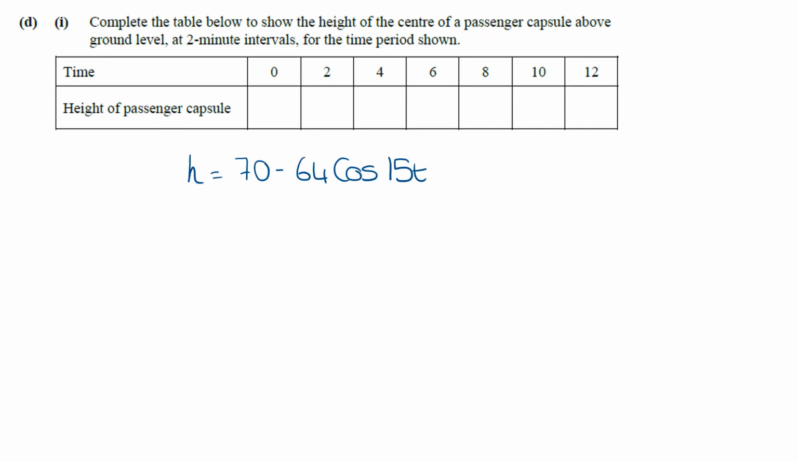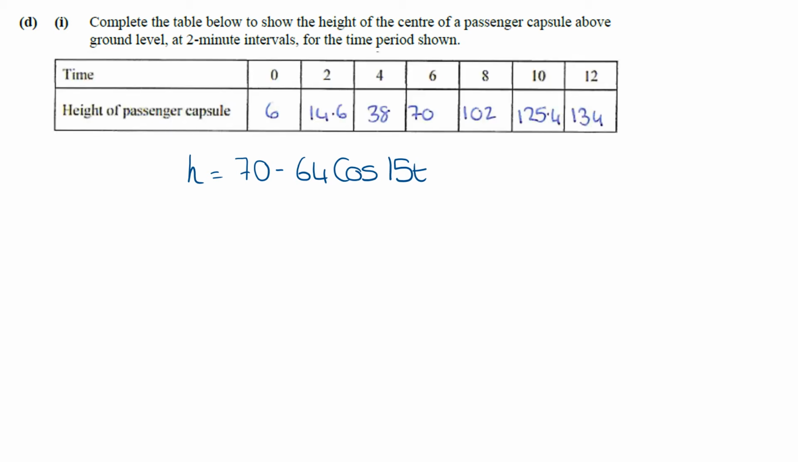So the next part asks us to complete the table below to show the height of the center of a passenger capsule above the ground at 2-minute intervals for the time period shown. So I'm using my function, which is the height is equal to 70 minus 64 cos of 15t. And when I plug in t equals 0, I get 6. When I plug in t equals 2, I get 14.6. When I plug in t equals 4, I get 38, and so on.